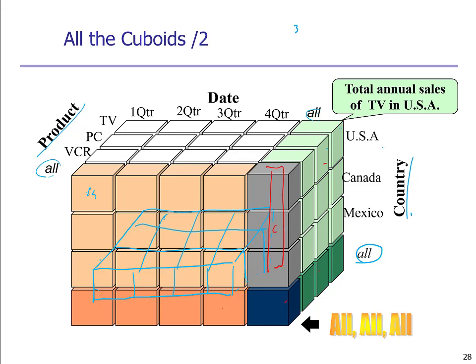For example, this cell actually means the total annual sales in USA in this whole year, right? And similarly, for this cuboid, we're doing aggregation on product and country.